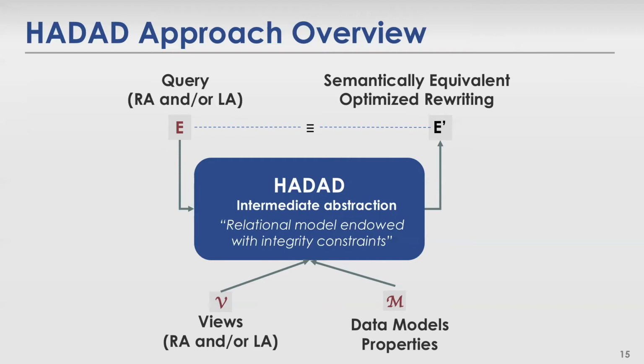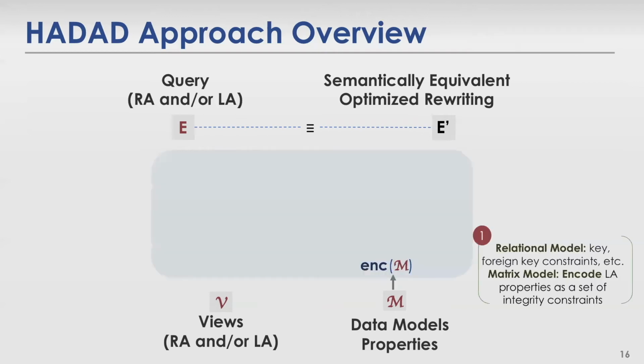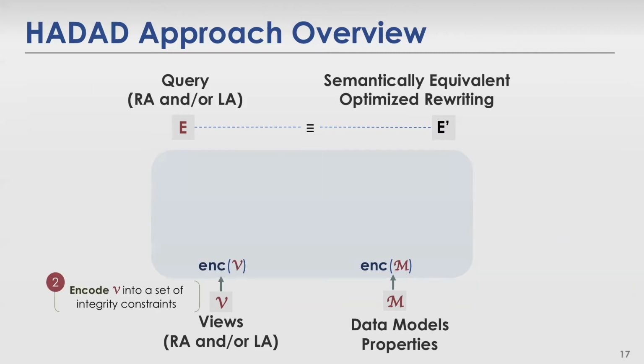So, opening up the HADAD black box. First, the structure and the properties of these data models will be encoded relationally with the support of integrity constraints. The relational model is already captured by our internal model. In case of linear algebra, we encode the properties of linear algebra operations as integrity constraints to help reasoning about them.